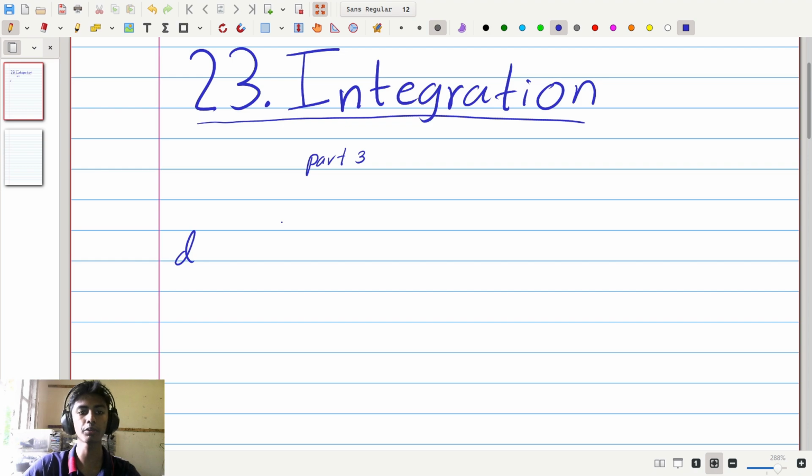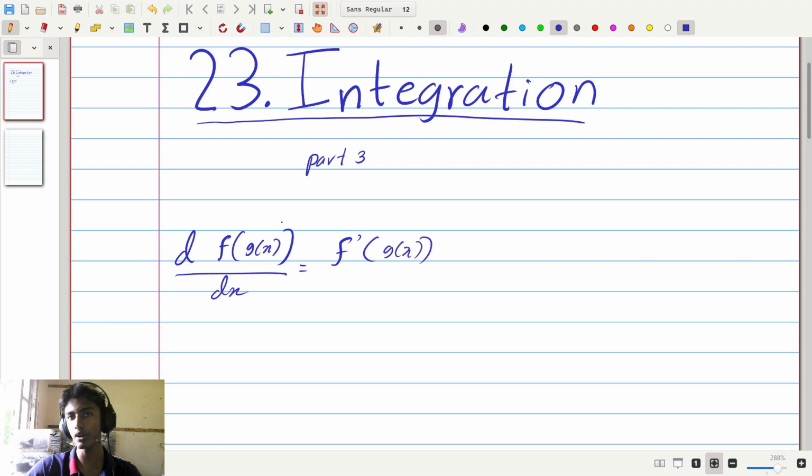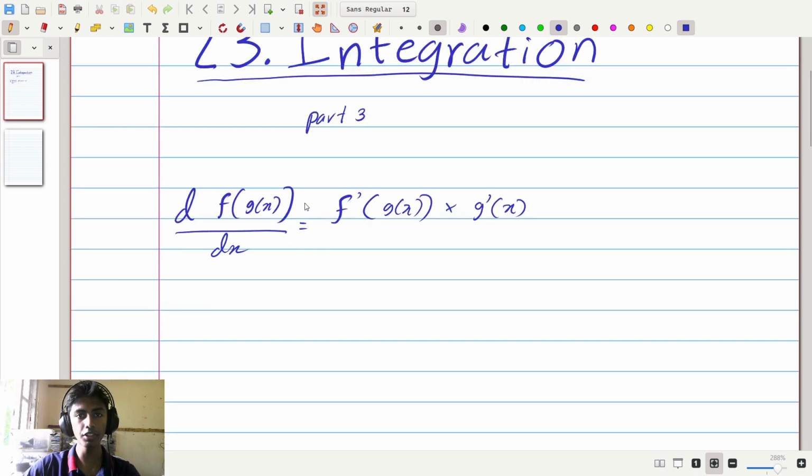Recall the chain rule from derivatives, which says that if you have the derivative of a compound function, as in a function of a function, which I'm going to write as f of g of x, and you take its derivative with respect to x, this is going to be the first function's derivative of the second function, as in you take f's derivative, and then you input into that g of x, multiplied by the second function's derivative, which is going to be g prime of x. Starting off with this expression, we are going to be deriving the basic idea of U-substitution.